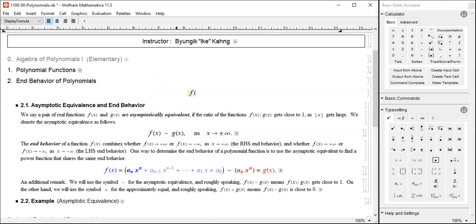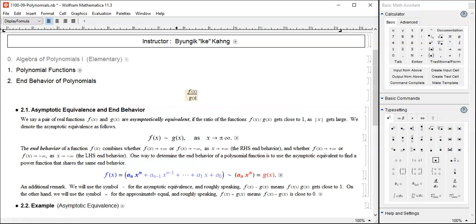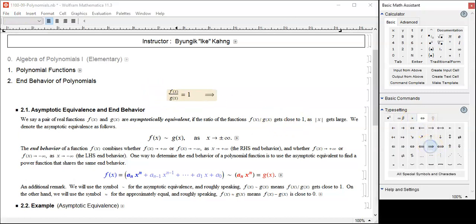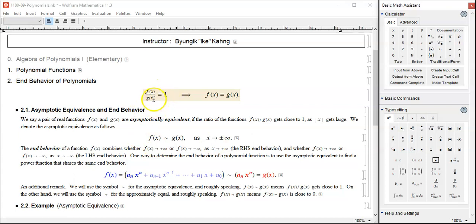What if the ratio f of x over g of x is equal to 1? It says close to 1, but what if it's equal to 1? Then f of x and g of x are the same. Do you see this? If the ratio is equal to 1, multiply this g of x to the other side, then we have f of x equal to g of x here. So equal to 1, then we have precise equality.